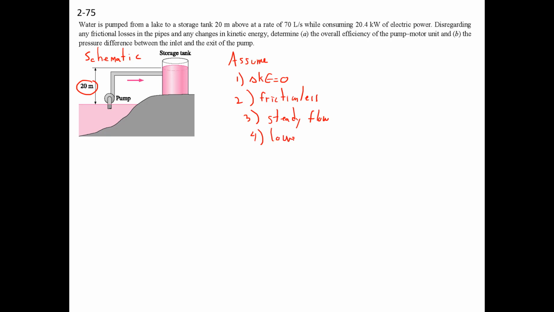So first thing is a schematic, which is already done for you. Here's a schematic of the pump moving water 20 meters high to a storage tank. Next step is to make assumptions, right? First assumption based on what the problem statement gave us is assuming that the change in kinetic energy is 0. Number 2, we're going to assume frictionless flow through the pipes. Number 3, like in the previous problem, we're going to look at this as a steady flow problem. And then number 4, we'll go a step further and assume that the lower water level is at a height, let's say, of 0.